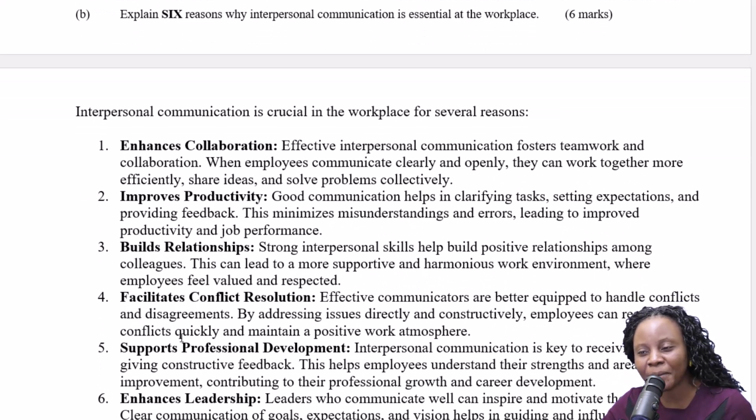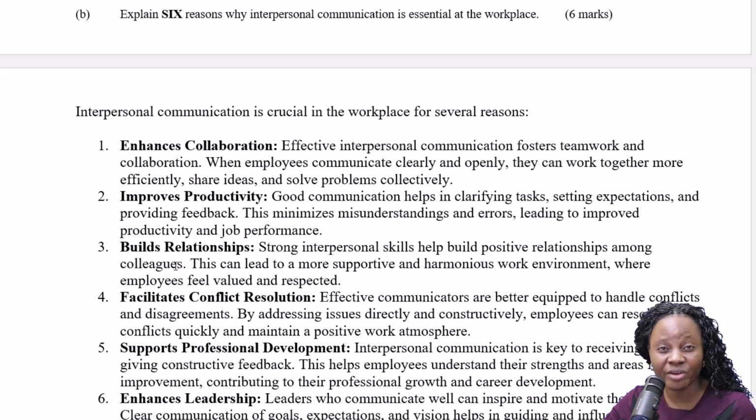Also, through interpersonal communication, relationships can be created and built. Because you know how to accommodate one another, you know how to talk to one another, you know how to address the different people that are there, because of the skills that you have as far as interpersonal communication is concerned. So definitely, when people can communicate well, understand one another, accommodate one another, automatically relationships are also created. And then also it facilitates conflict resolution.